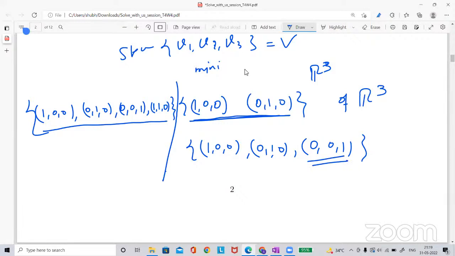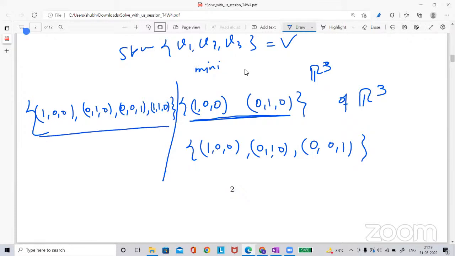Okay. Now let's come to this one. Is this a minimal spanning set? Yes, sir, actually it generates the whole of R3. Again, it is a standard basis. Next question.